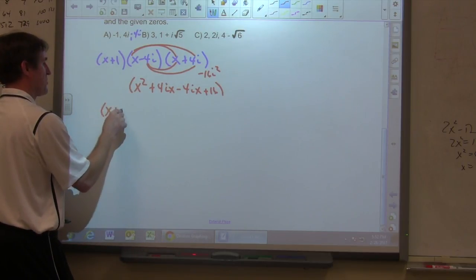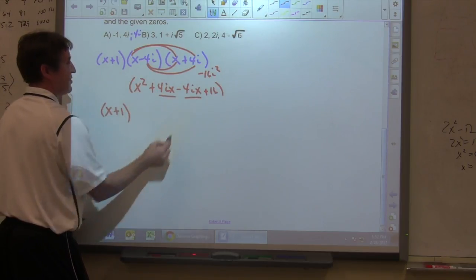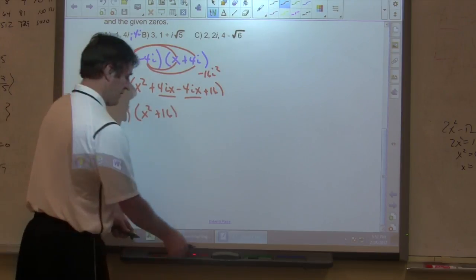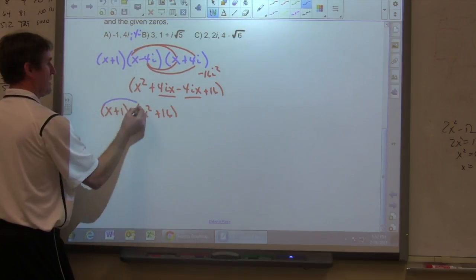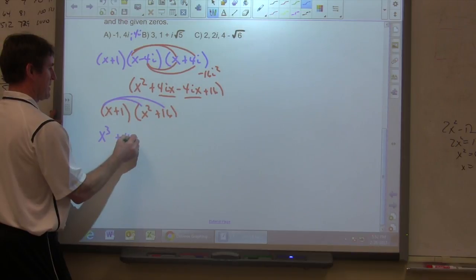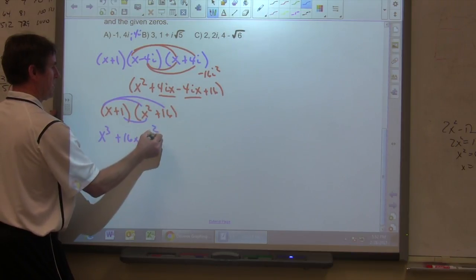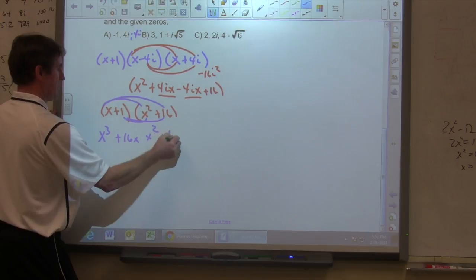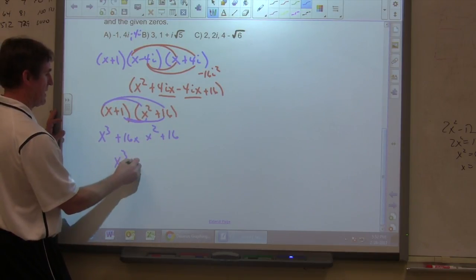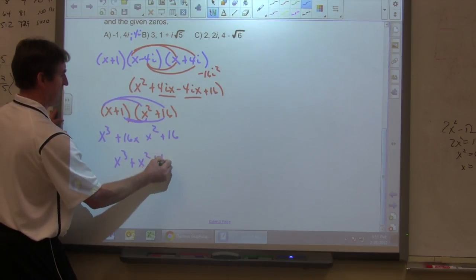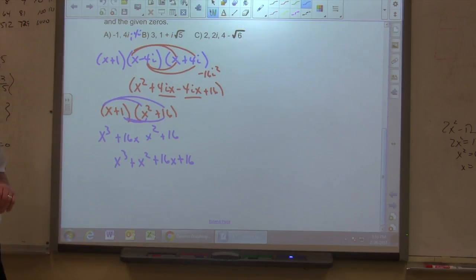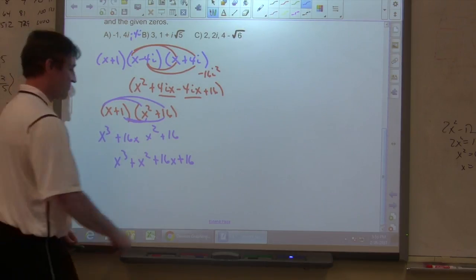So now we have the x plus 1. Those are opposites, so they cancel. So x squared plus 16. And if you multiplied that correctly, you should have gotten x cubed plus 16x plus x squared plus 16. So I'm going to go ahead and write that. It doesn't have to be in standard form. The book may ask for that. And so we're done. So that one's fairly easy.